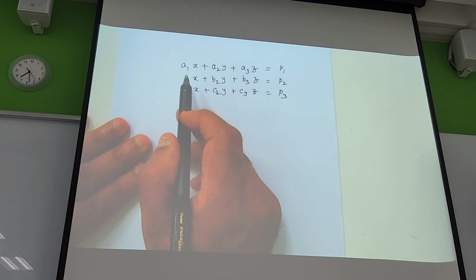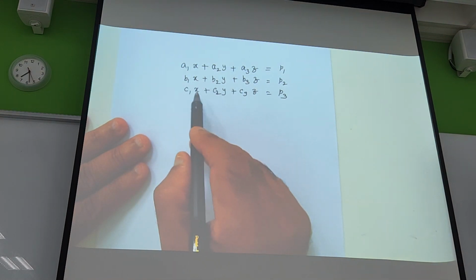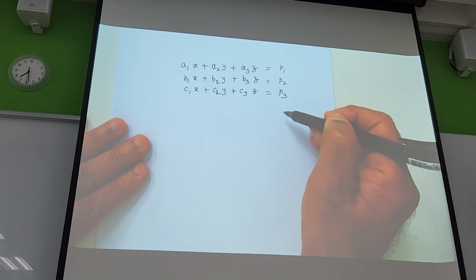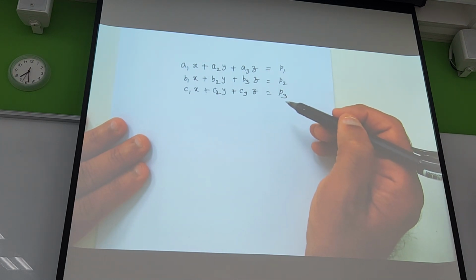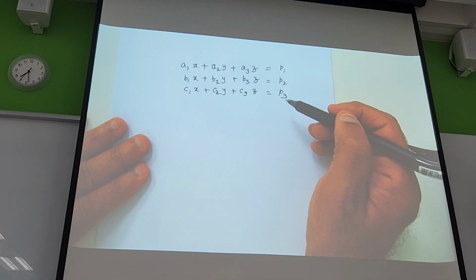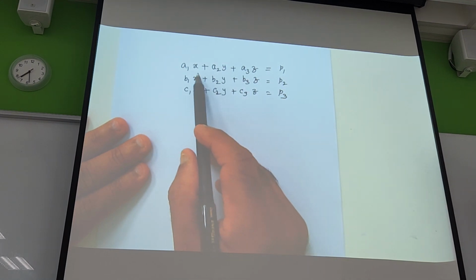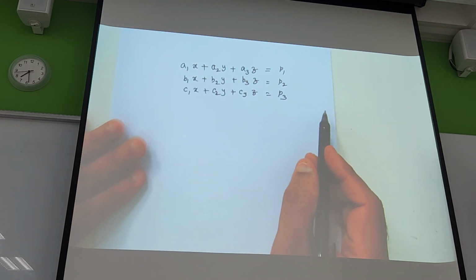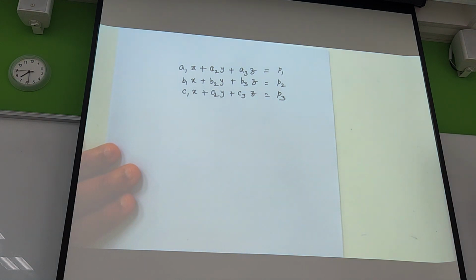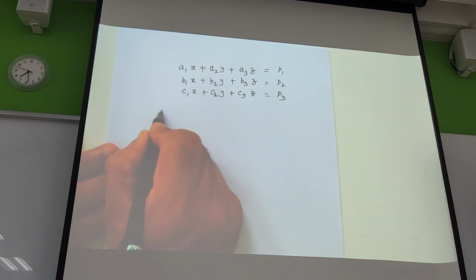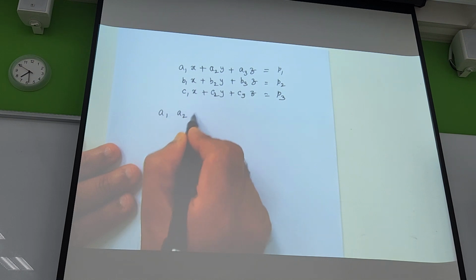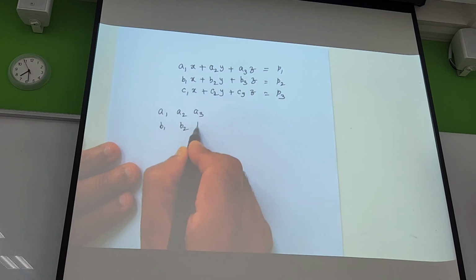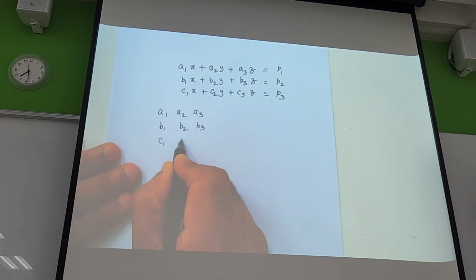So we know a1, a2, a3. We know b1, b2, b3. We know c1, c2, c3. We also know p1, p2, p3. Now, what are the unknowns? So the unknowns are x, y, and z. So now these 3 equations we can write in matrix format. So we can write simply a coefficient matrix a1, a2, a3, then b1, b2, b3, then c1, c2, c3.